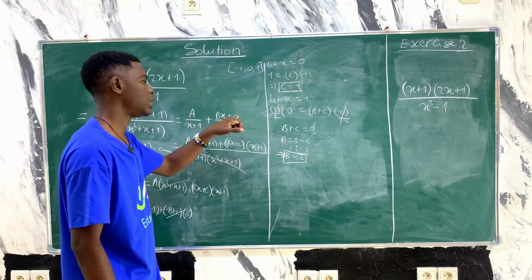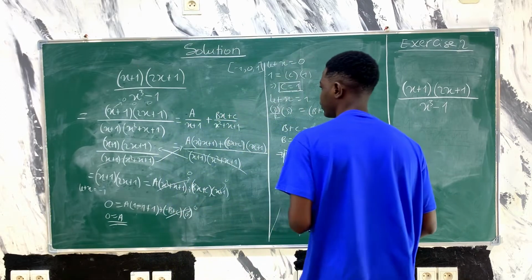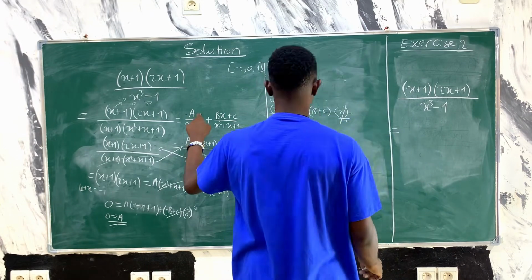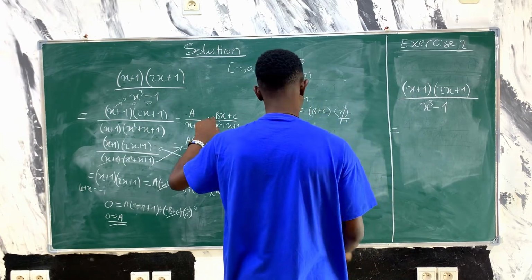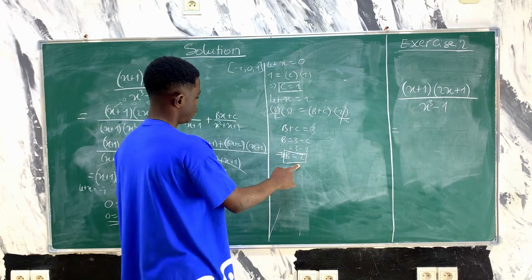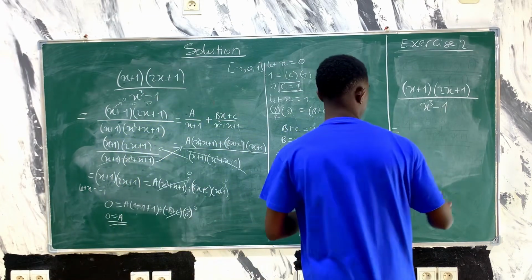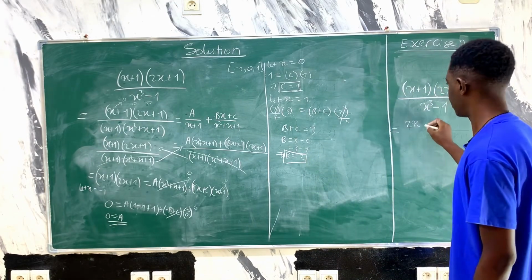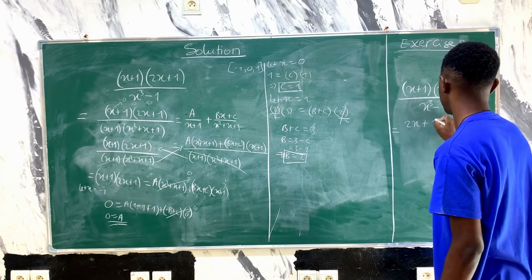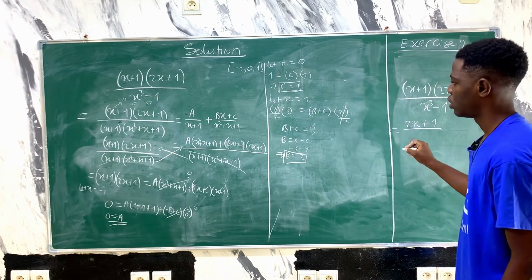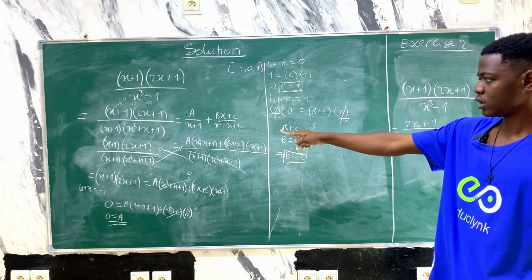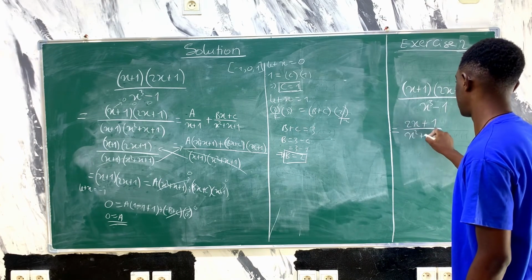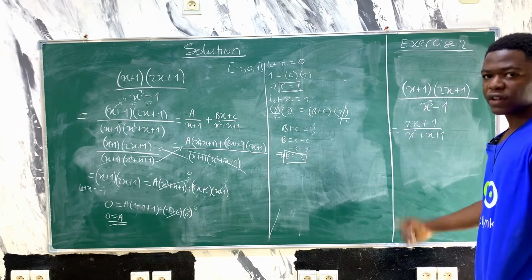You replace the values of a, b and c here. So we're going to do that. We have this is equal to, a is 0, so all of this is going to go. b is 2, so I write 2x. c is 1, so I write 2x plus 1 over x squared plus x plus 1. So this is the final answer.